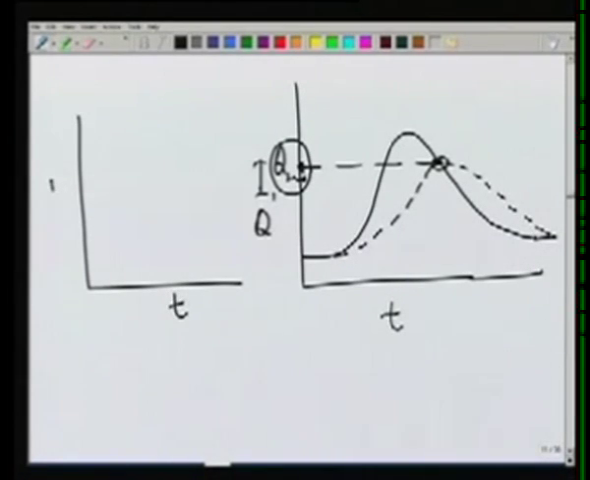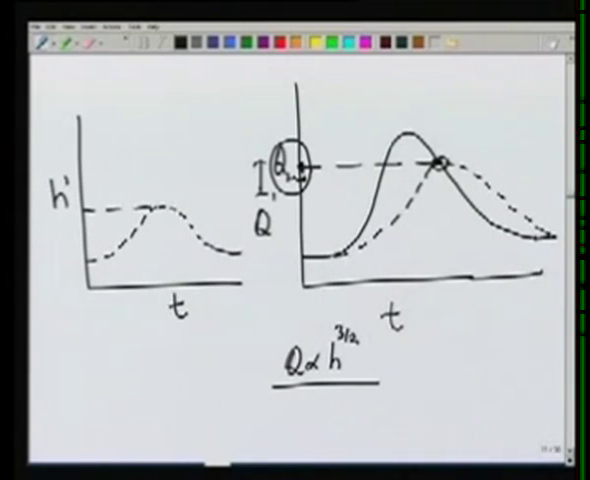Similar to this Q max, we can plot a curve which shows T versus the level in the reservoir H. It will follow a curve similar to the outflow curve, and it will reach a maximum. Since we say that Q is proportional to H to the power 3 by 2, the H will be maximum wherever Q is maximum. So these two times will be the same if we say that Q is proportional to H^(3/2), which normally happens when we have ungated spillway.